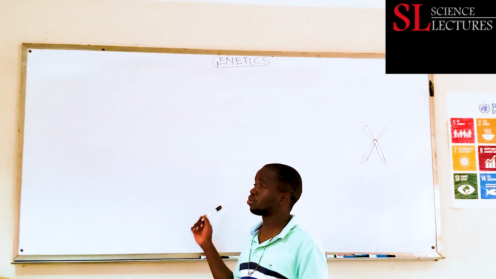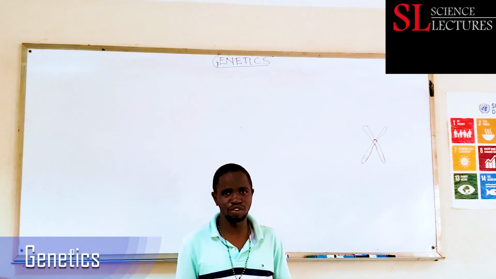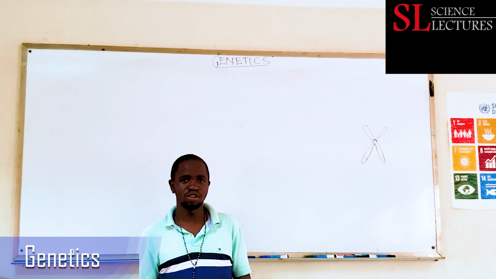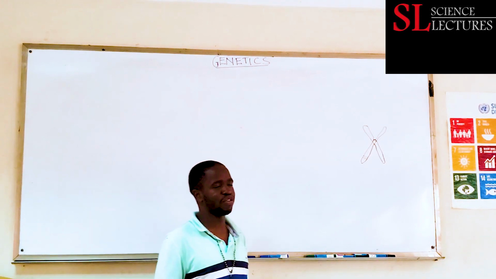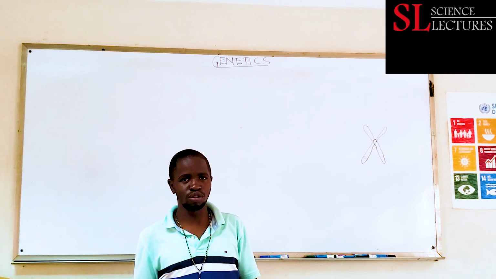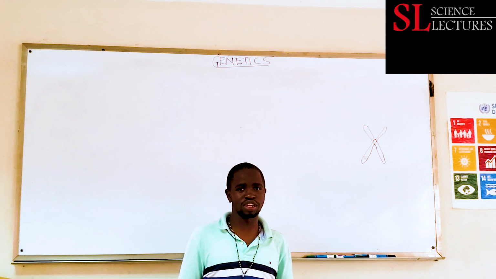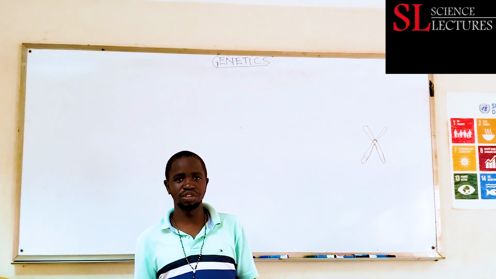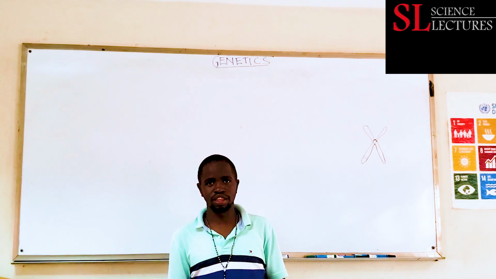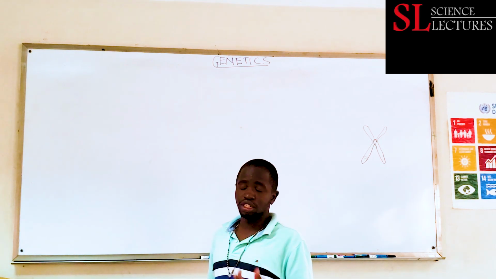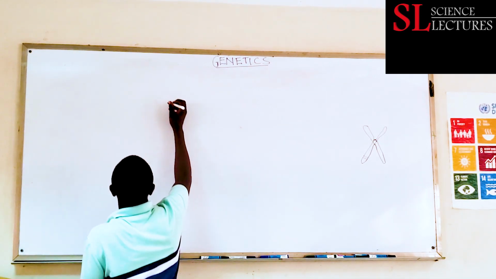So today we are continuing with genetics. Last time we looked at the various scientists from Pythagoras up to Gregor Mendel. So today we are going to have a general overview of the concept of genetics. We say genetics is a branch of science or biology that deals with the study of inheritance of traits from one parent to another. And within the inherited traits, we have what they call variation.